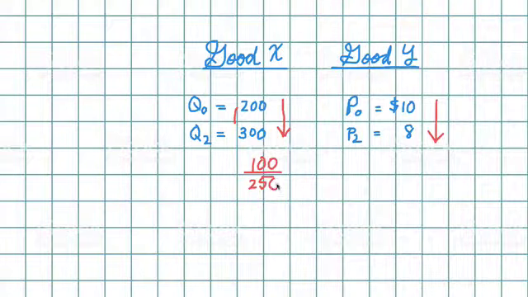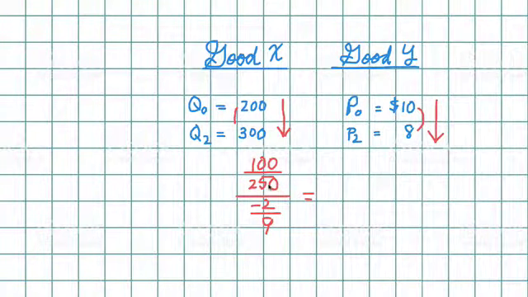And then what goes in the denominator is, of course, the percent change in the price of good Y, which is the change in the price of good Y from 10 to 8, so that's a negative 2. The average price between 10 and 8 is 9, right? You add the 10 and the 8 and divide by 2. That's all you do. And now we need to just reduce.